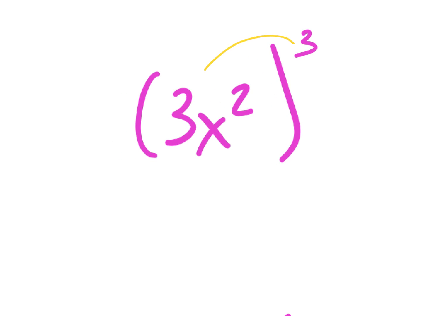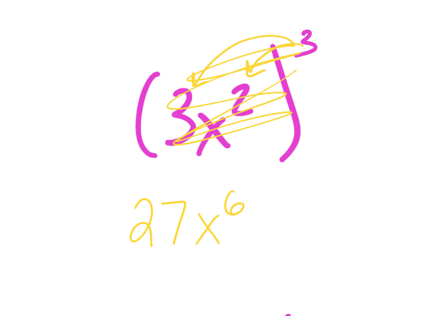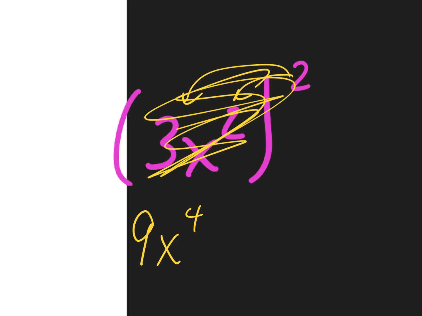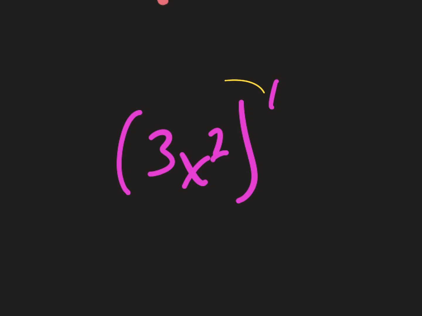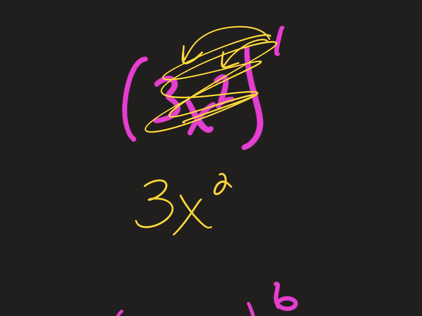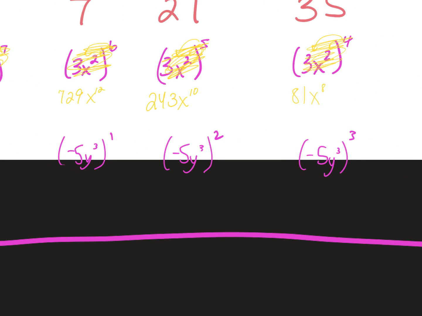Scoot on over here. I have 3 goes to the 3 and to the x. This becomes 27x to the 6th. Everybody with me? Alrighty. So then I take my 2 here and here, and I have 9x to the 4th. And then I'm going to take my 1, and I'm just left with 3x squared. Correct? Okay, let's take a look at this. Long? Yes. Crazy hard? No.